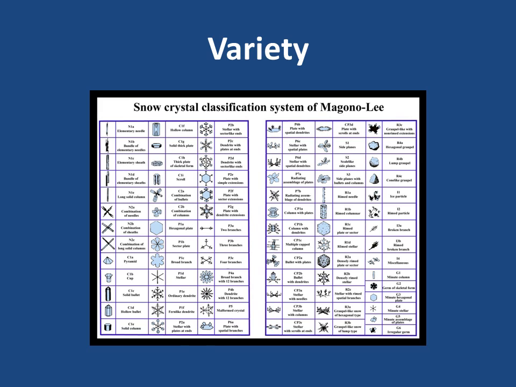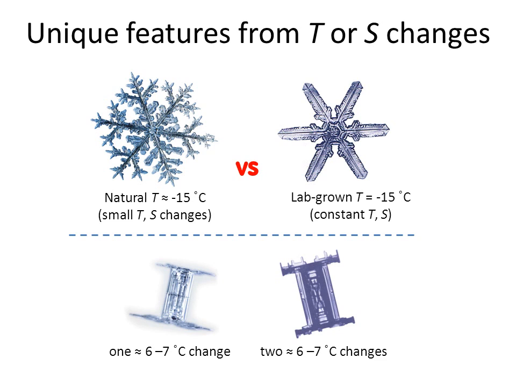And about the crystals being all different, well, they probably have more variety than most people realize. This is the Magono-Lee classification system. It has 80 categories, and the dendrites have just a few of these. But there's nearly endless variety within each of the categories. Now, crystal variety comes from a variety of conditions. But how? Well, one thing to note is that a crystal grown under changing conditions will not look the same as one that's grown under the same average conditions.